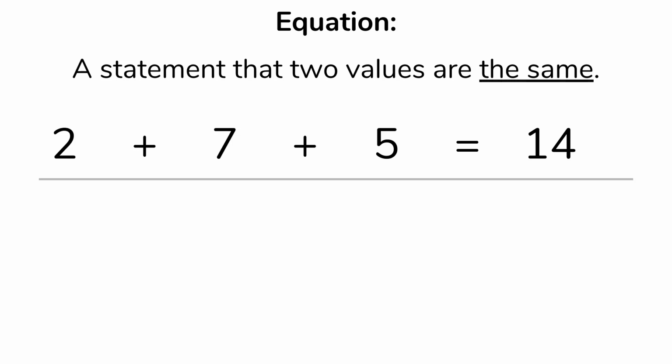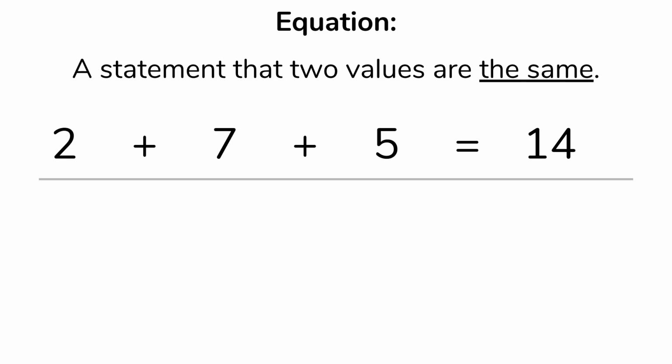Let's get one thing straight though. You might think 2 plus 7 plus 5 is a math problem or a question that needs to be answered. Your computer, though, doesn't think so. To the computer, 14 and 2 plus 7 plus 5 are just different ways of describing the same number, and it doesn't really care which one you use.